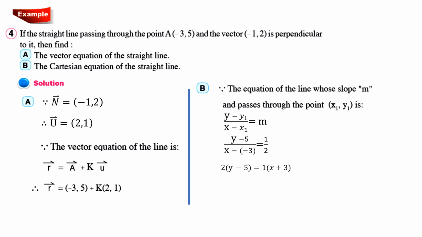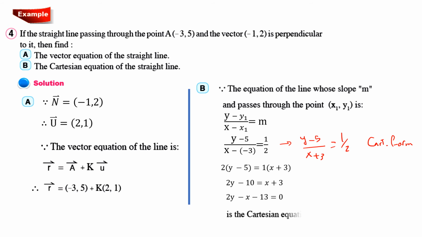This is called Cartesian form. We can write y minus 5 over x plus 3 equals 1 over 2. We can simplify by cross multiplying: 2 times (y minus 5) equals 1 times (x plus 3), so 2y minus 10 equals x plus 3. We can write this in general form as 2y minus x minus 13 equals 0. It's called the Cartesian equation of the line in general form.